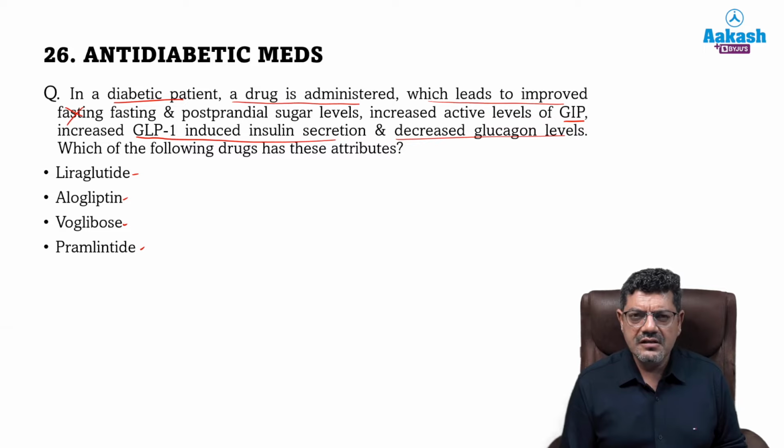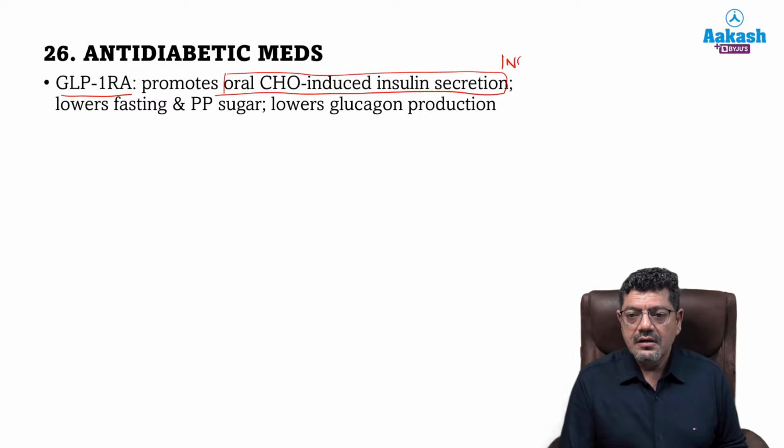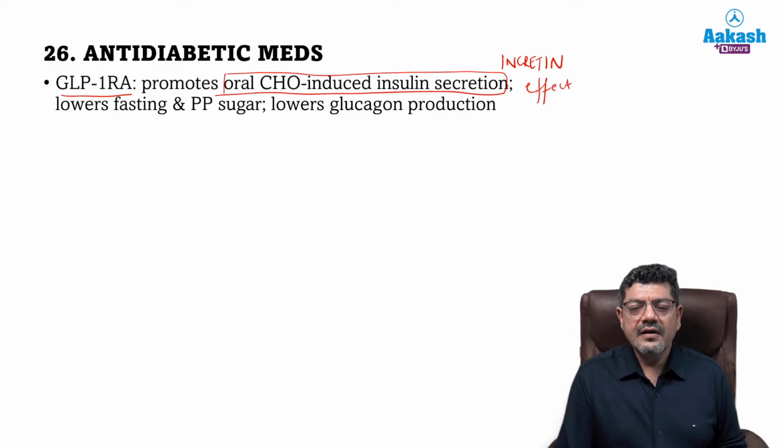Let's look at each of those drugs more closely. So, GLP-1 RA, liraglutide, promotes oral carbohydrate induced insulin secretion. And this doesn't happen in response to IV glucose. This is called the incretin effect. I would like you to make a note of what the incretin effect is. Incretins are substances that promote oral carbohydrate induced insulin secretion, and this effect is not seen with intravenous administration of glucose. This effect is called the incretin effect, and there are two naturally occurring incretins. One is GLP, the other is GIP, glucagon-like peptide and gastric inhibitory peptide.